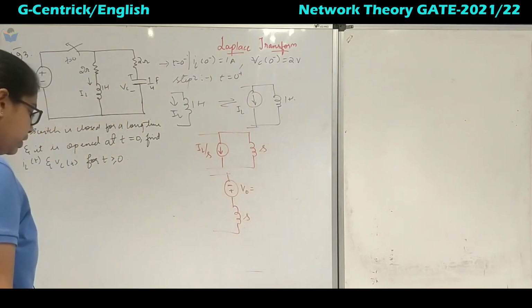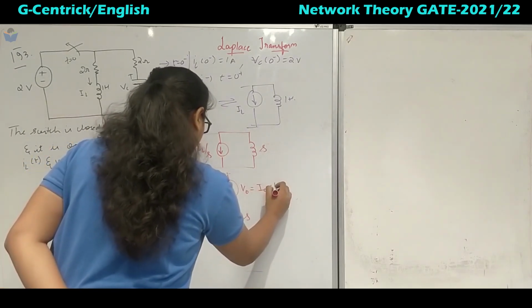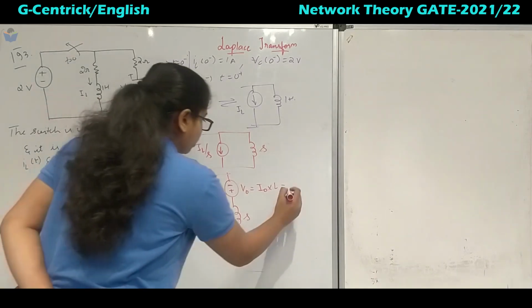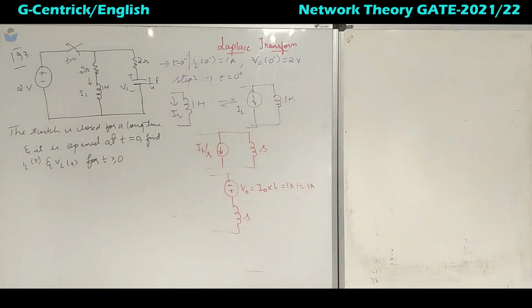So it will be equal to I0 into L. Our value of I0 is nothing but 1 ampere. So 1 into 1 will be 1 ampere. Okay, so this is for the inductor, and similarly we can do it for the capacitor also.